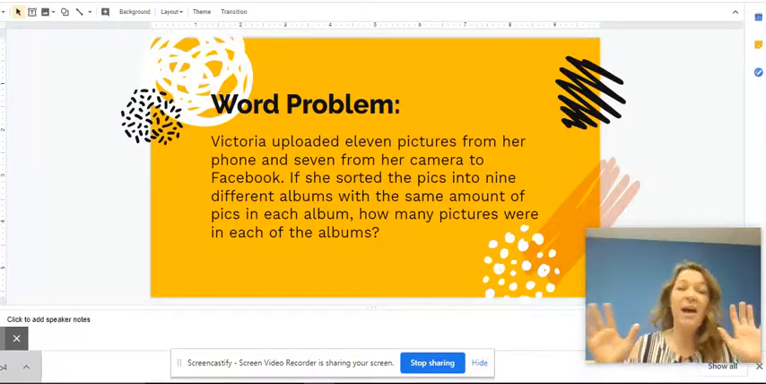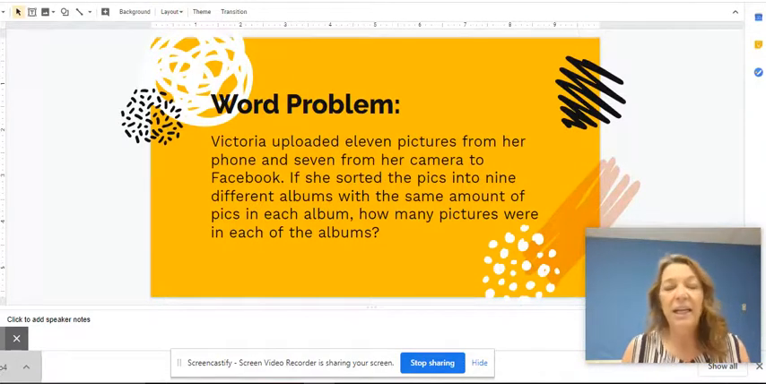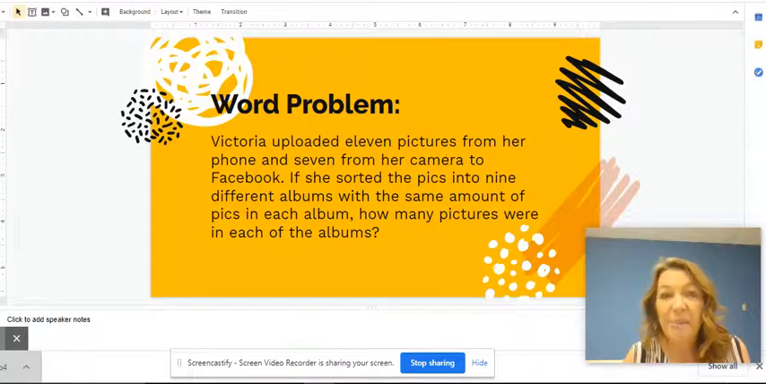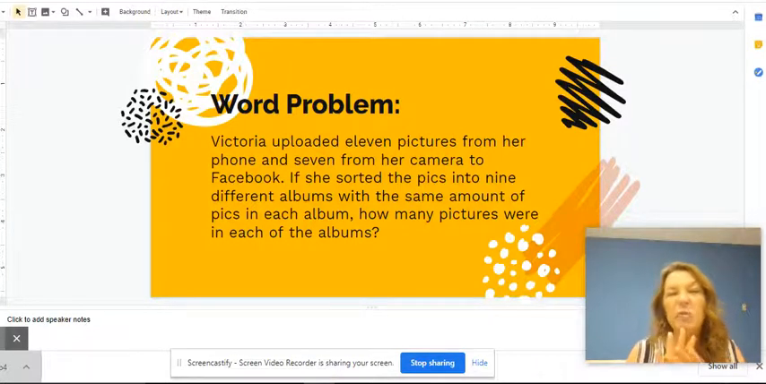The problem of the day. Here we go. Let's look at our problem today. Victoria uploaded 11 pictures from her phone and 7 pictures from her camera to Facebook. If she sorted the pictures into 9 different albums with the same amount of pics in each album, how many pictures were in each album? So I want you to pause right here. Keep this screen up and see if you can solve this on your own without any help from me. I'll see you back here in a couple of minutes.